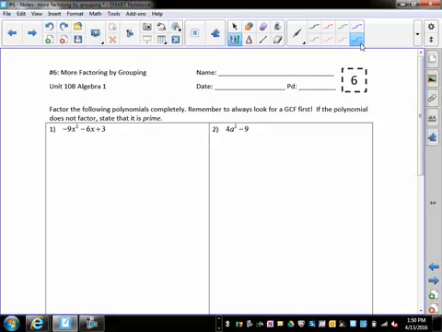All right. So our very first problem, is it in standard form? Yes. What is my GCF?